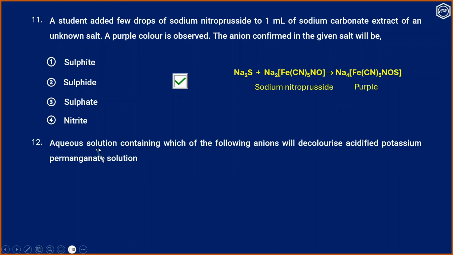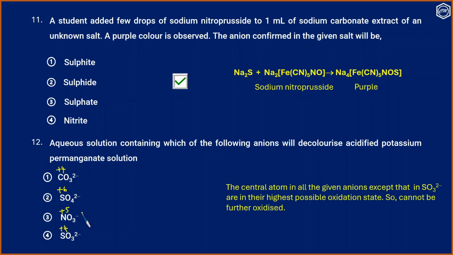Question number 12. Aqueous solution containing which of the following anions will decolorize acidified potassium permanganate solution? Option 1 carbonate, 2 sulfate, 3 nitrate and 4 sulfite. Just have a look at the oxidation state of the central atoms of these ions. Carbon is in the +4 oxidation state. Sulfur in sulfate is in the +6 oxidation state. Nitrogen in nitrate is +5 oxidation state. Sulfur in sulfite is in +4 oxidation state. Except sulfite, all are in their possible highest oxidation state. Hence cannot be further oxidized by permanganate and no decolorization is observed. Hence the correct answer will be option 4.